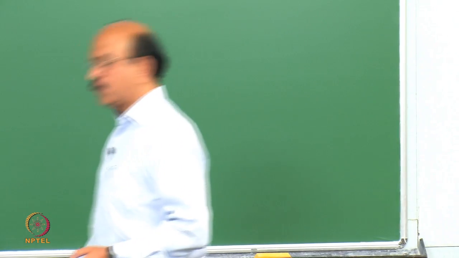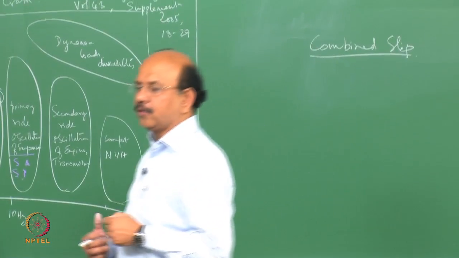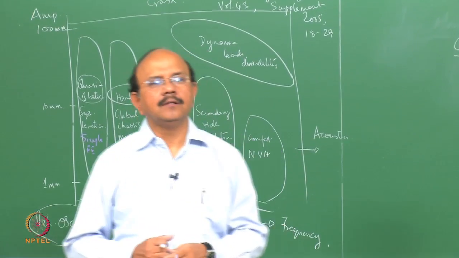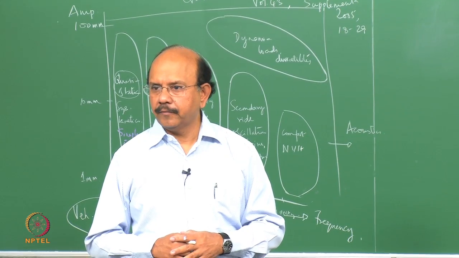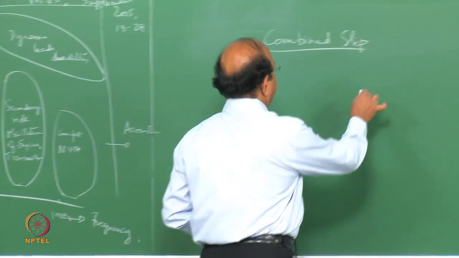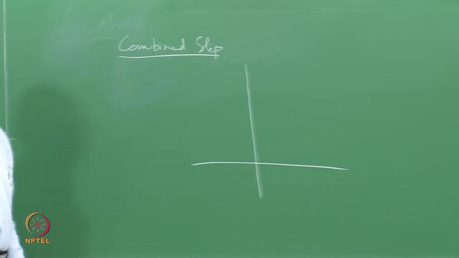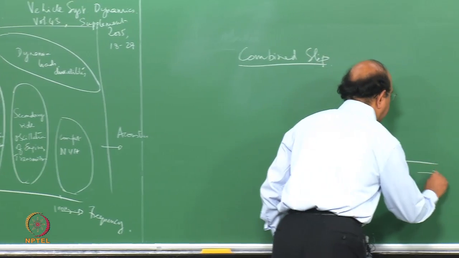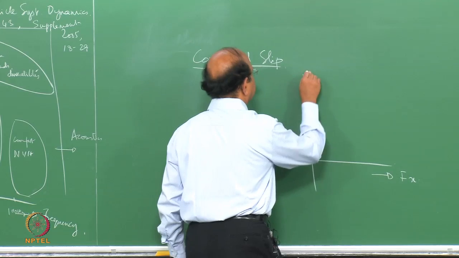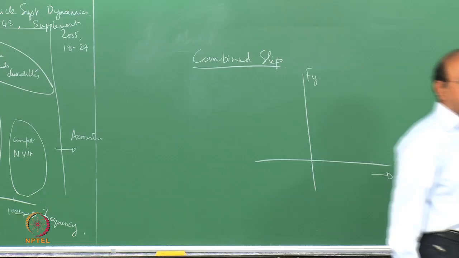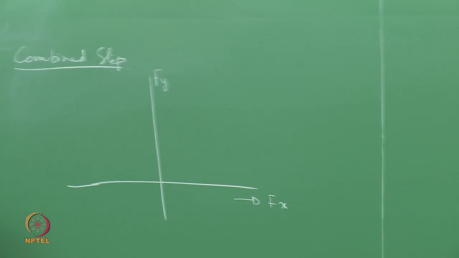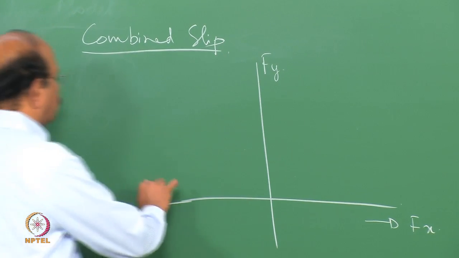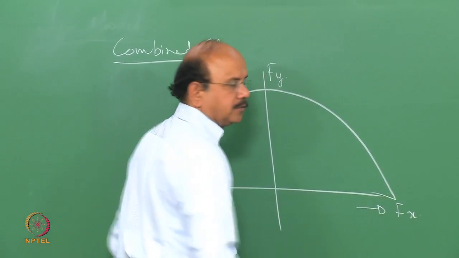In other words, the forces in the longitudinal direction and the lateral direction are going to now compete with each other in order to win over the mu into Fn, right? So if I now plot, say for example, the force Fx and the force Fy, if I now plot this graph, because of certain reasons of anisotropy and so on, this would become an ellipse, something like this.